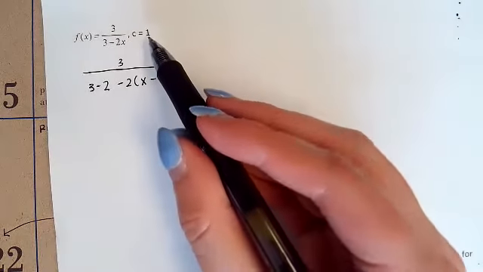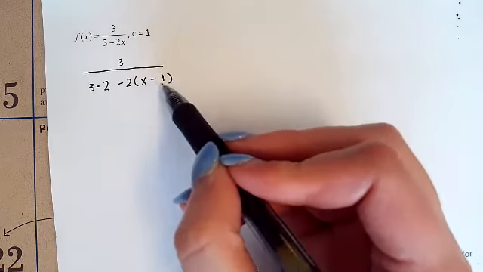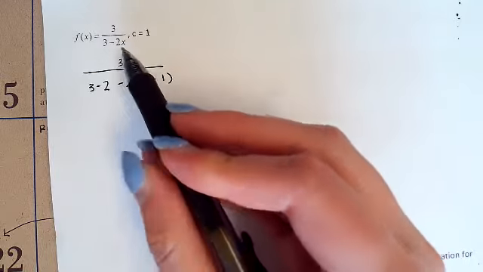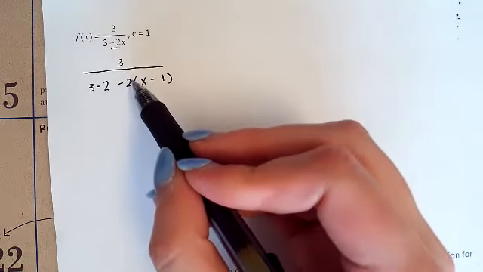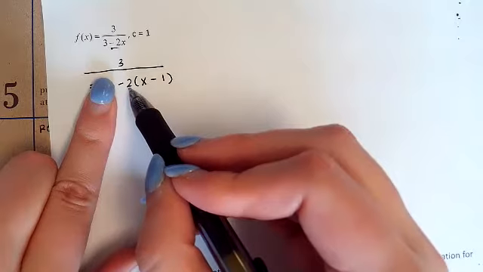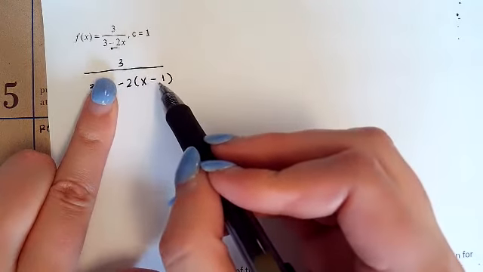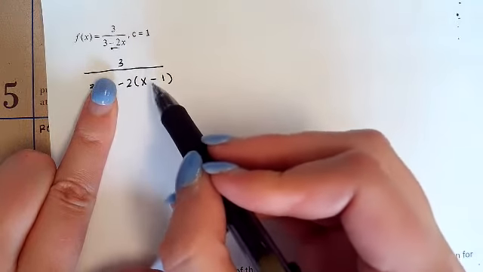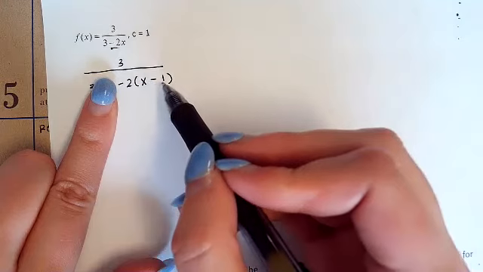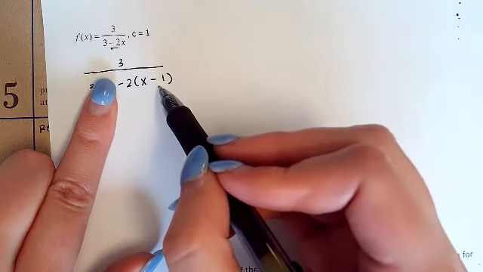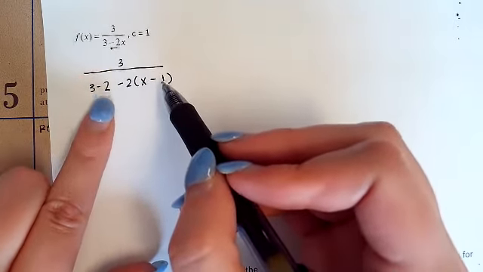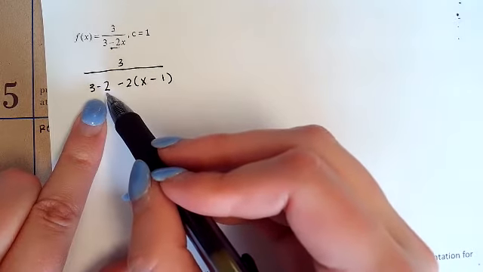Okay, so the center is at 1. So I'm going to put x minus 1 as my center, and that is multiplied by this negative 2 here. If I were to distribute that, I would have negative 2x plus 2. So in essence, I am adding 2 by subtracting a center of 1. So if I'm adding 2, the opposite of adding 2 is to subtract 2.